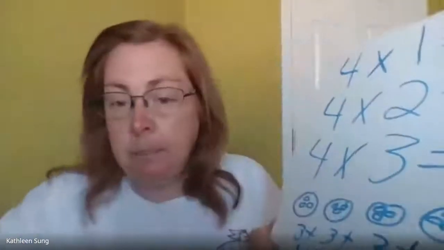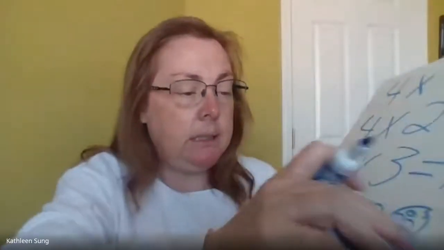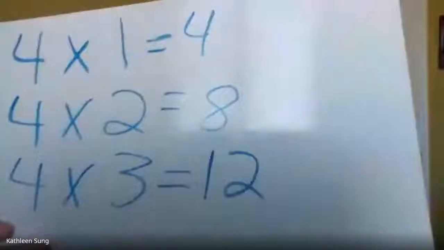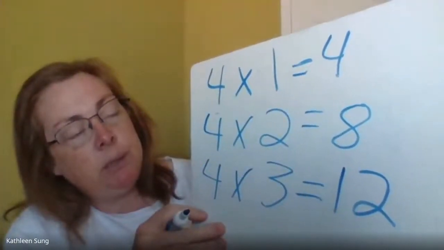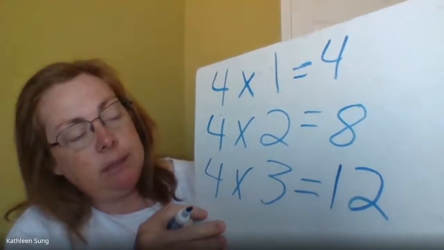Or I could count up the amount of cookies that I have, right? 3, 6, 9, 12. All right, so same as before. And my pattern: 4 times 1 is 4. 4 times 2 is 8. 4 times 3 is 12.